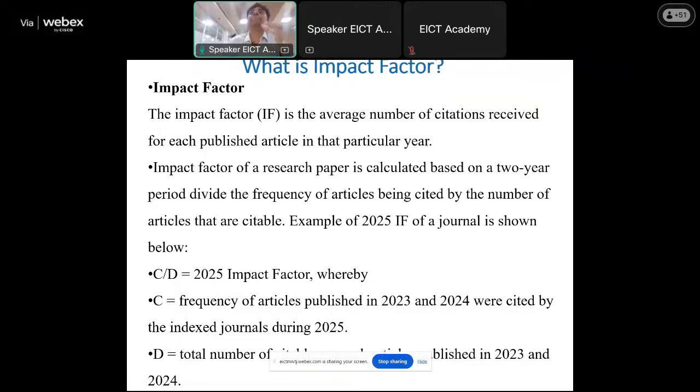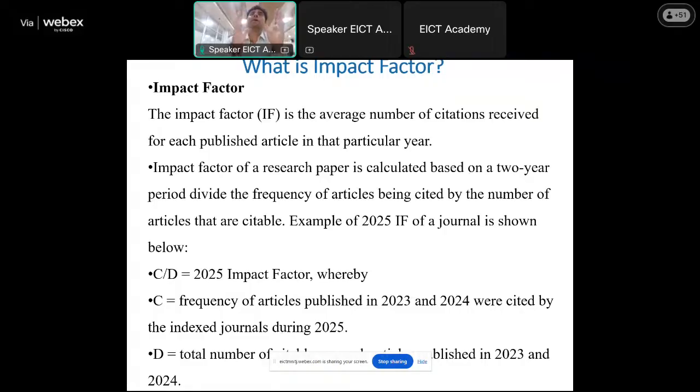So it is C by D. The formula is C by D. Impact factor of the journal equals C by D. Now what is C? Frequency of the articles published in 23 and 24 that were cited by the indexed journals during 2025. And D is the total number of articles published in that particular duration. Okay.